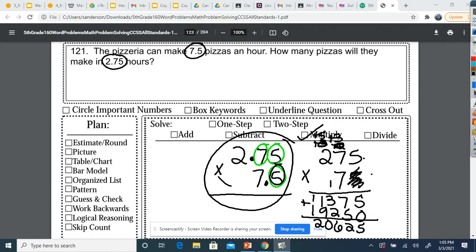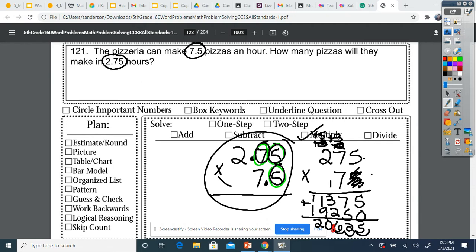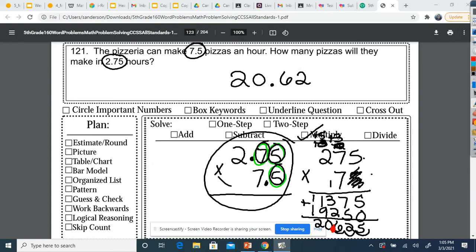Now we can come and look at the numbers we circled. So we circled 1, 2, 3. So that means we're going to start at the very end with our decimal and move it in 3 spaces. 1, 2, 3. So my decimal is going to go right here. So that means my answer is 20.625. So how many pizzas can they make in 2.75 hours? If they make only 7.5 in 1 hour, would be 20.625 pizzas.